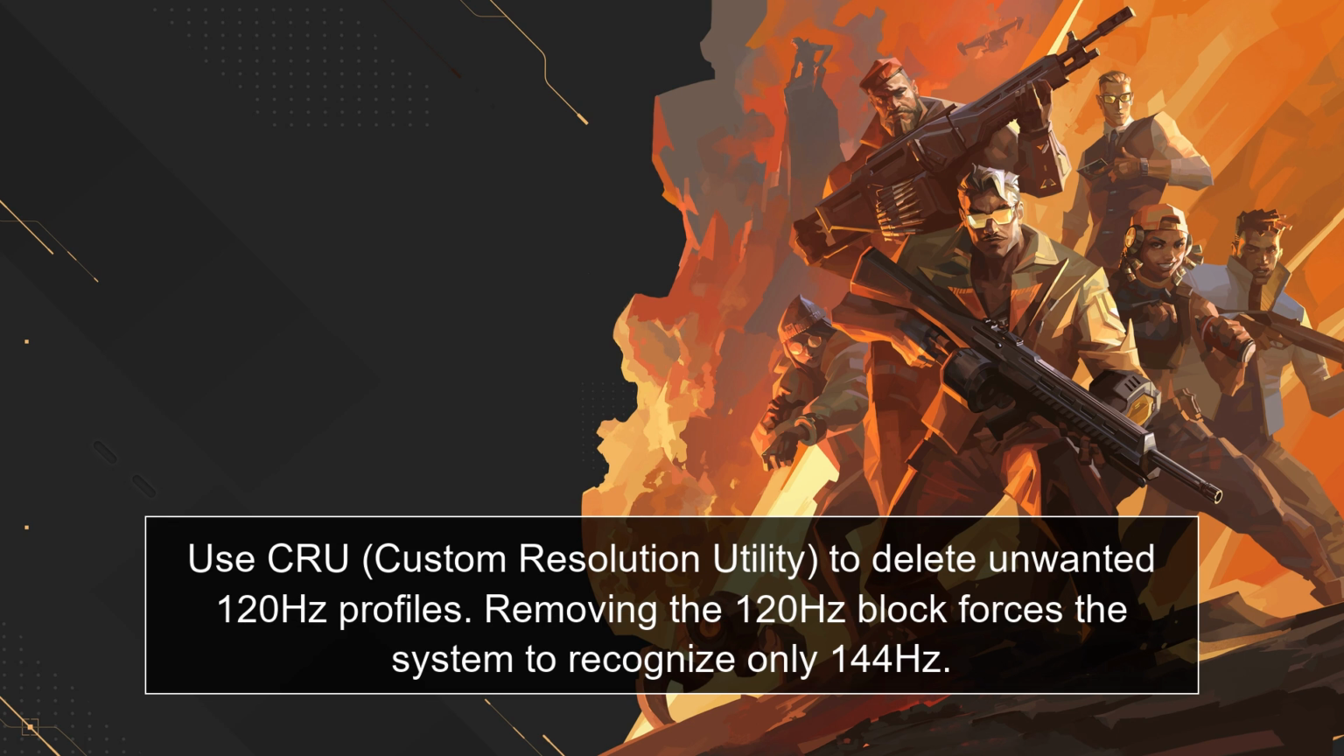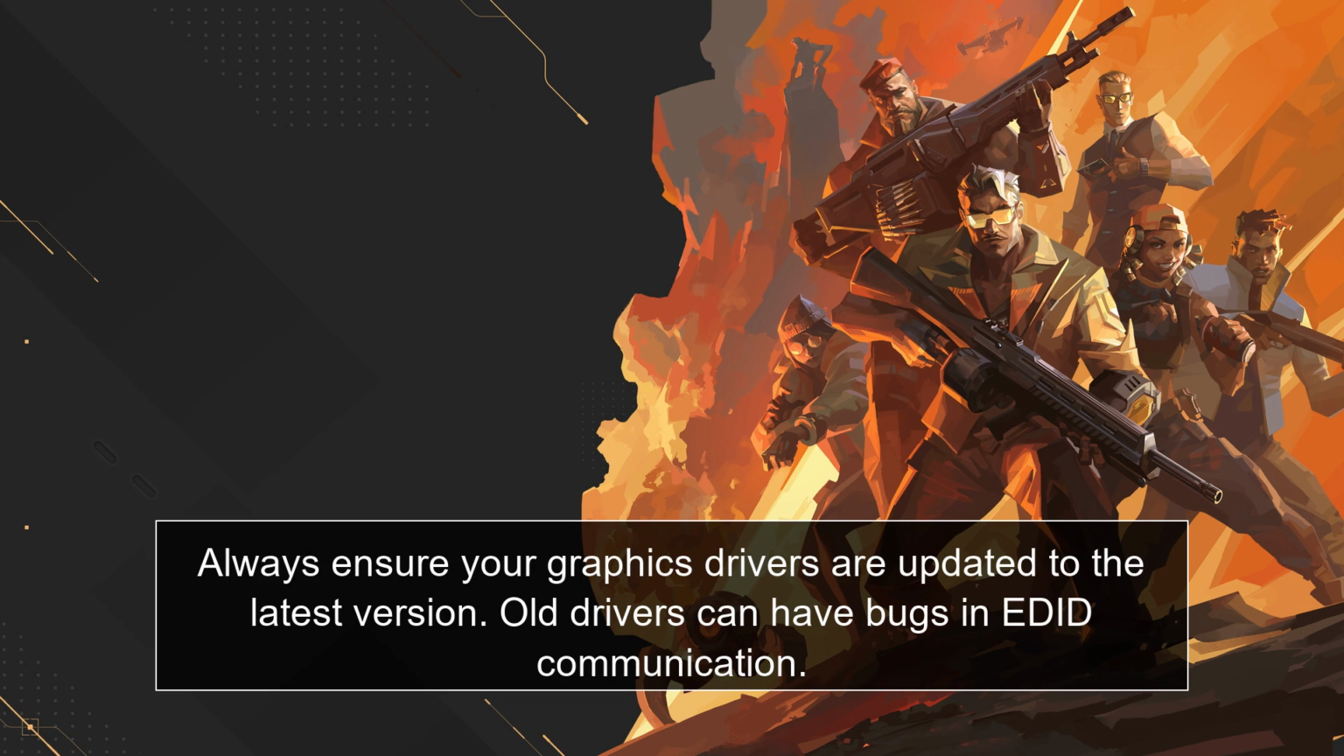Another advanced step is using CRU, also known as Custom Resolution Utility, to delete unwanted 120 Hz profiles. By removing the 120 Hz extension block, you force the system to only recognize 144 Hz. Always ensure your graphics drivers are updated to the latest version from the AMD or NVIDIA website. Old drivers can have bugs in how they communicate EDID information to the monitor.